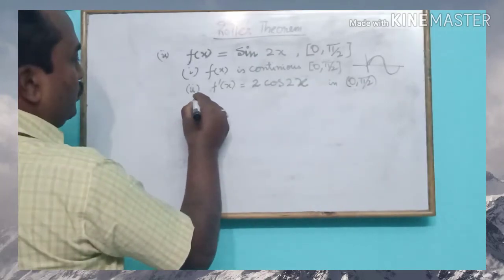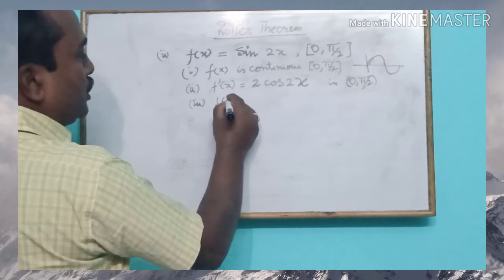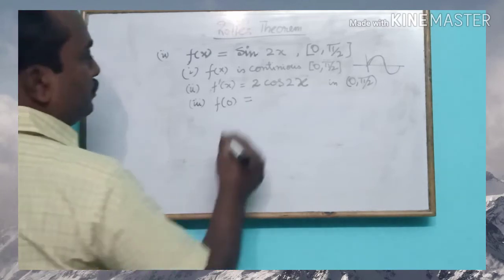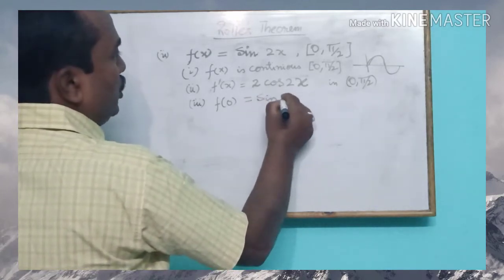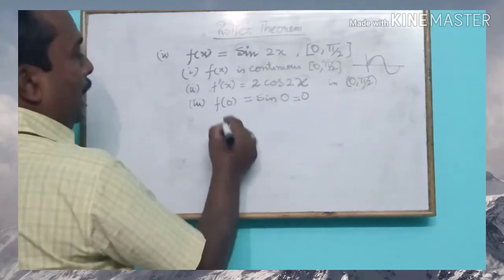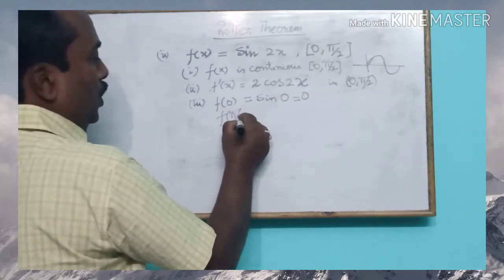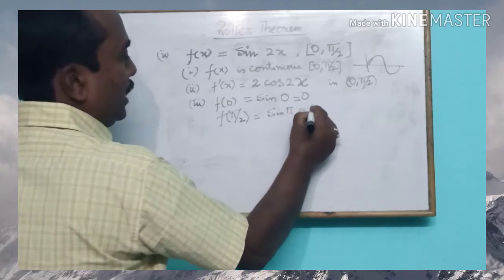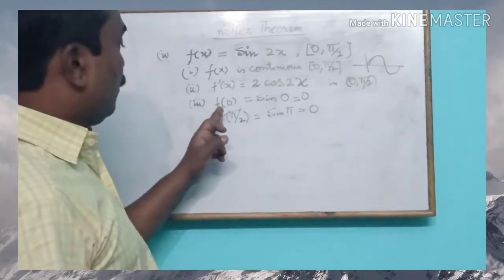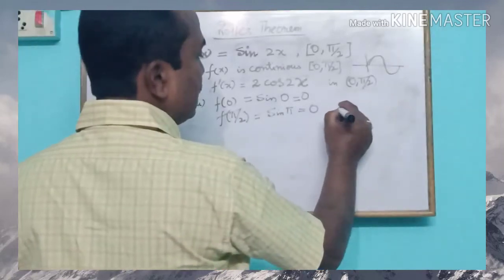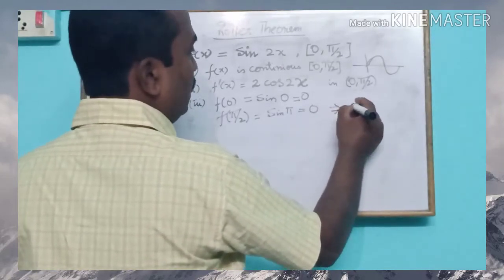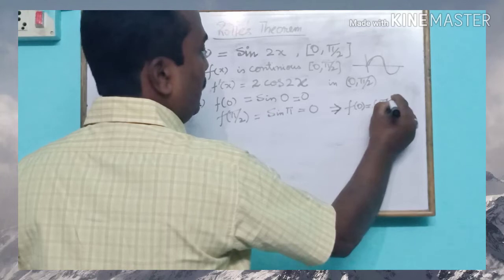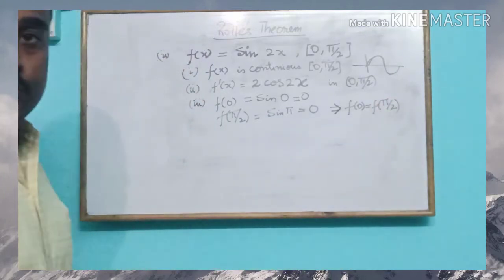Third one, f(a) equal to f(b). f of 0 is what? Sine 0, that is 0, and f of pi by 2, that is what? Sine pi, that is also 0. So f of 0 equal to f of pi by 2. This shows what?